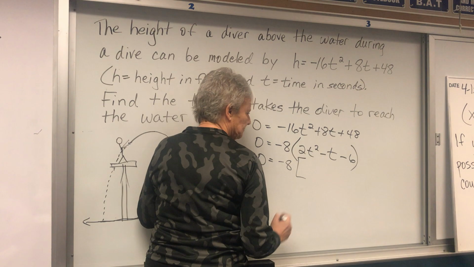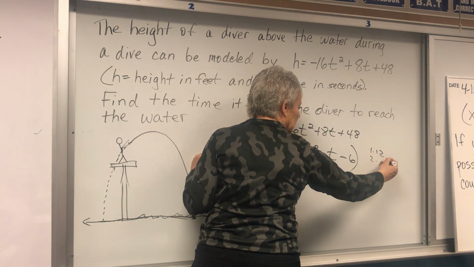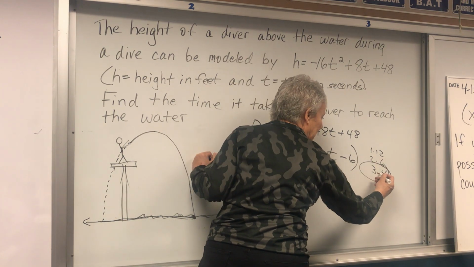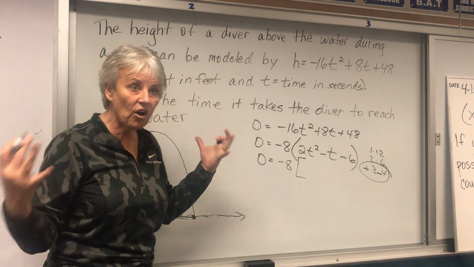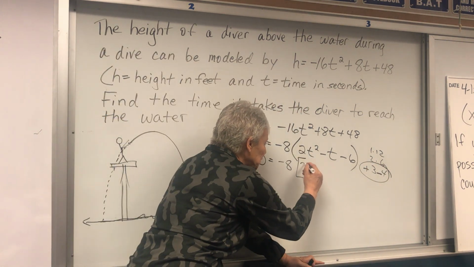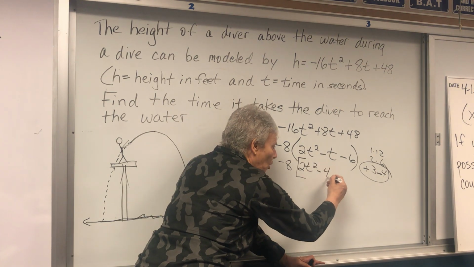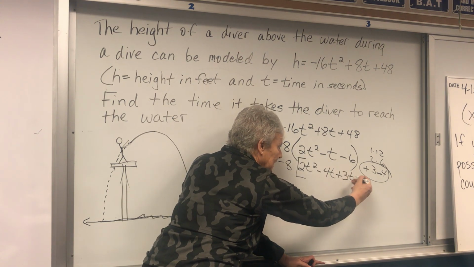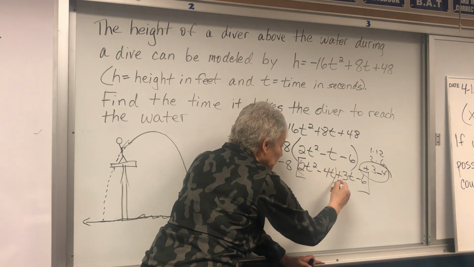-8, factors of 12 that give me -1, right? So -4, +3. Look how this is all coming together. Okay, so 2t squared minus 4t plus 3t minus 6. Now we're going to factor by grouping.